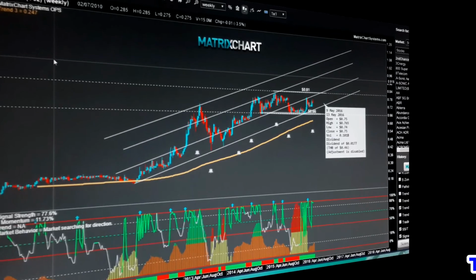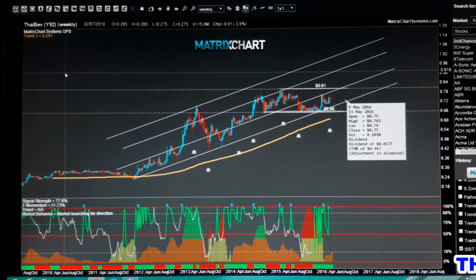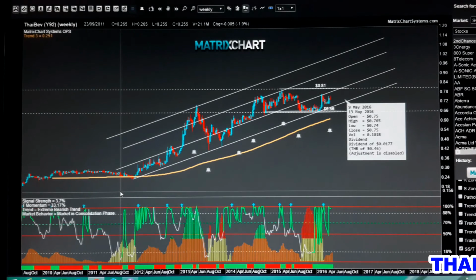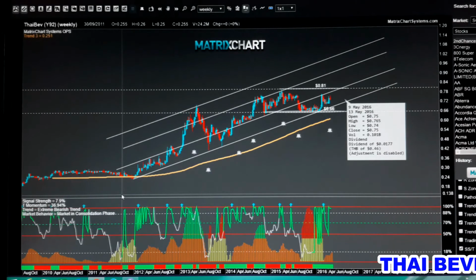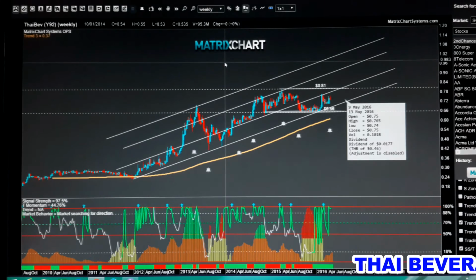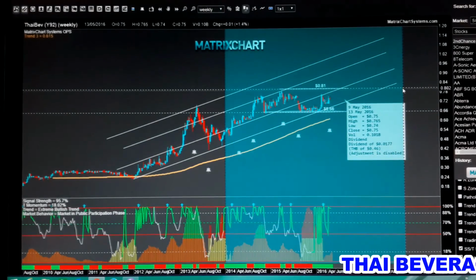This counter, THAIBEV, stock code Y92. I have drawn 2 pair of channel lines as you can see over here. So this is a solid uptrend for this counter. Let's look into the detail.